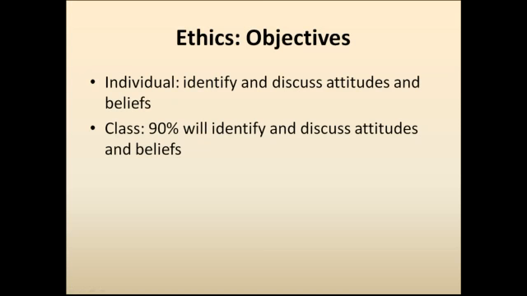The objective is that by the end of the lab session, each student will have verbally identified to the group his or her unique attitudes and beliefs regarding adolescence and their ability to consent. Likewise, they will have discussed with their classmates and instructors how these might influence their abilities to advocate for their patient. So for the group, our goal will be that 90% of them will have identified their beliefs and completed this discussion.